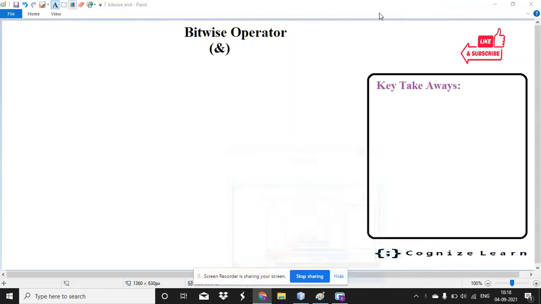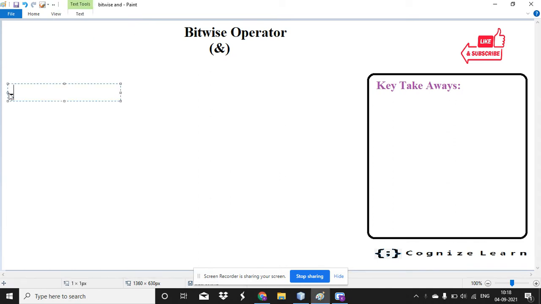Hi everyone. So in this lecture I'm going to discuss the bitwise operators. We have nearly seven bitwise operators, starting with bitwise AND, OR, XOR, the complement operator, and the three shift operators. But in this lecture I'm going to consider only the bitwise AND operator for discussion. The operator used for representing bitwise AND is the single ampersand symbol.